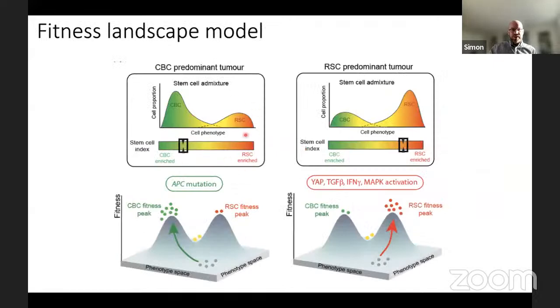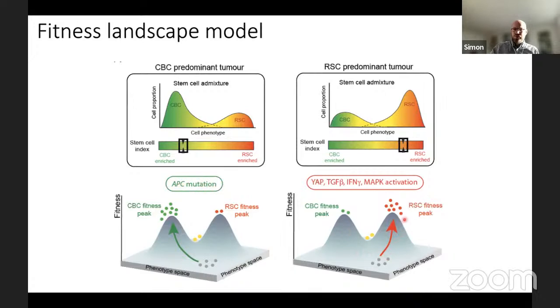So what we end up with is a sort of fitness landscape model. We have these two humps here. This is a conceptual phenotype space, if you like, and up here on the y-axis, the fitness in this 3D model. What we have really is two peaks that represent our crypt-based columnar stem cells in green and our regenerative stem cells in red. And cells can move towards the crypt-based columnar peak through acquiring an APC mutation.